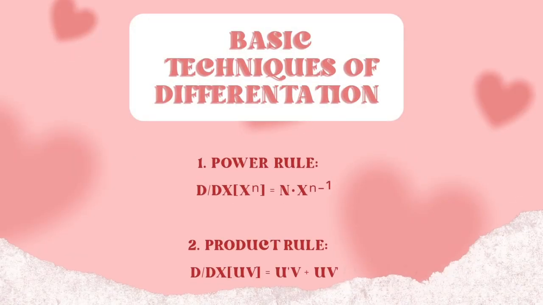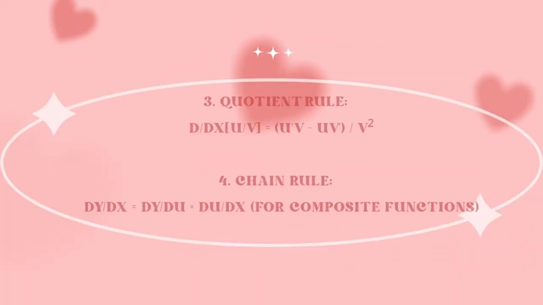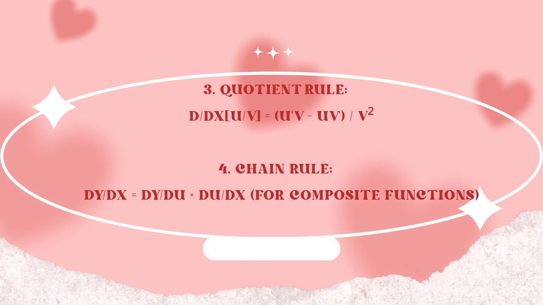Basic techniques of differentiation. 1. Power rule. The derivative of x to the power n is n times x to the power n minus 1. 2. Product rule. The derivative of u times v is u prime v plus u v prime. 3. Quotient rule. The derivative of u over v is u prime v minus u v prime, over v squared. 4. Chain rule. The derivative of a composite function is the derivative of the outer function times the derivative of the inner function.